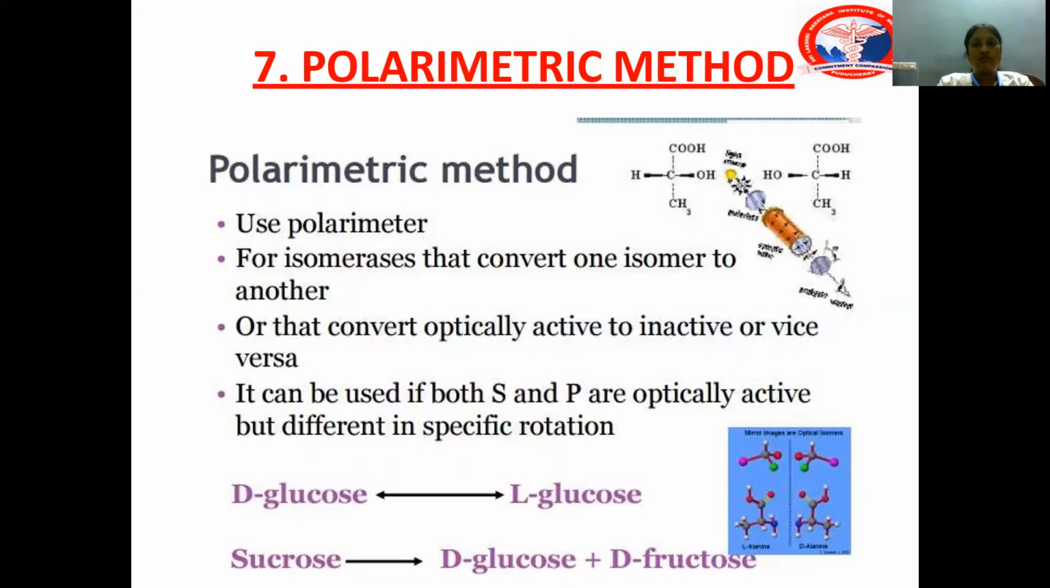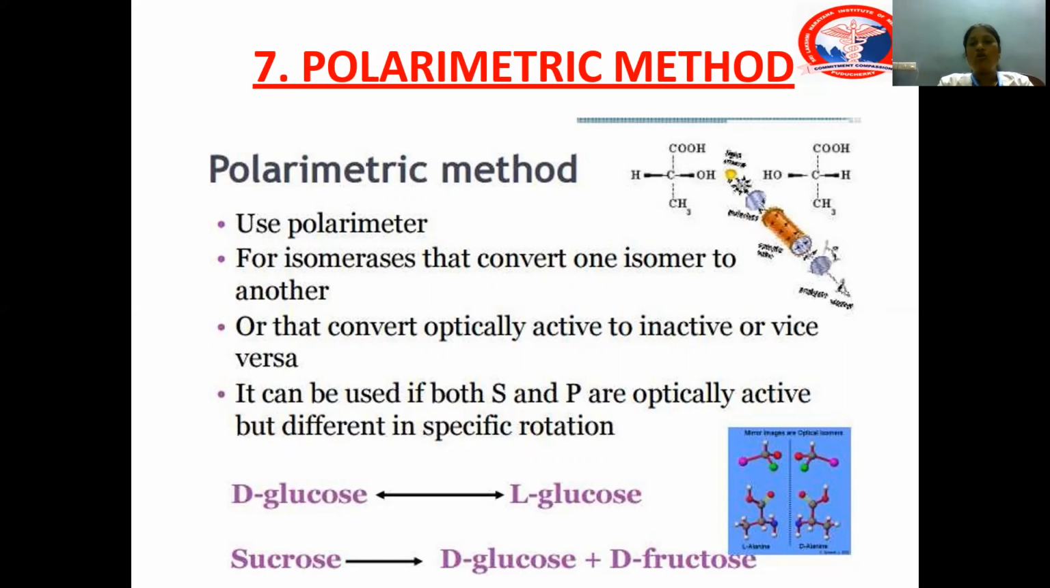The seventh mode of detection is the polarimetric method. The polarimetric method basically uses a polarimeter. So when one isomer gets converted into another isomer, it will change the direction of rotation of plane polarized light. This polarimetric method is basically used for substrates which are optically active and will get converted into an optically inactive product, or vice versa.